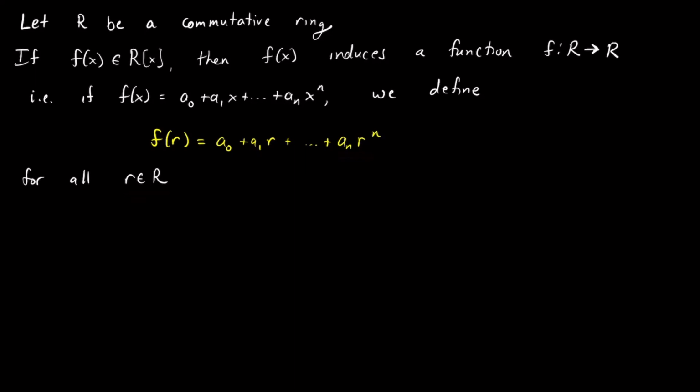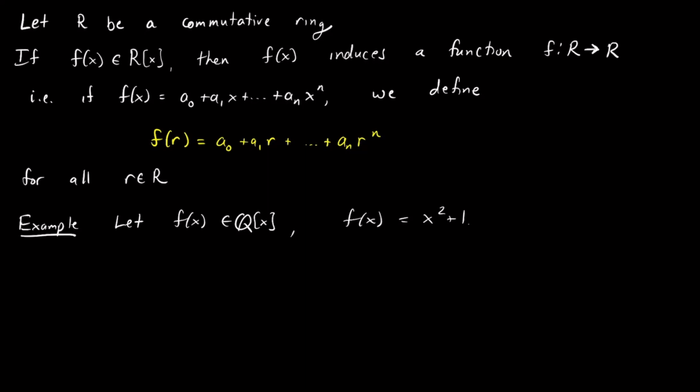And the idea is essentially we're plugging in for x. That's kind of the way to view this. And so let's look at a quick example. So I'm going to first consider the function f(x) in Q[x]. This is a polynomial with rational coefficients. And the polynomial I'm going to consider is f(x) = x^2 + 1.